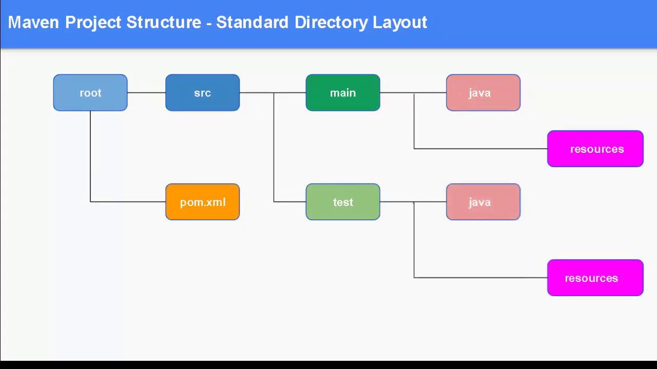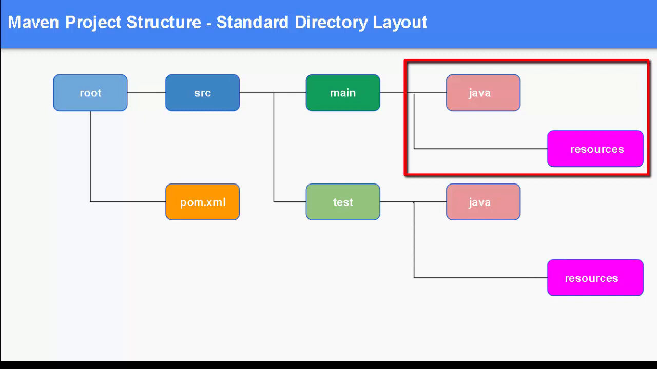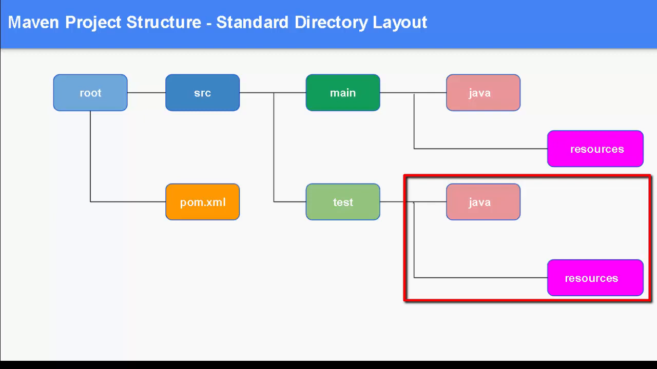As you know, main is mainly for application code. Under Java, I will have all my package structure and Java source code. Under resources, I can have my application properties and other resources. Similarly, under test, under Java, I will have my test code, the JUnit code, and similarly, testing related files I can keep under this resources folder.